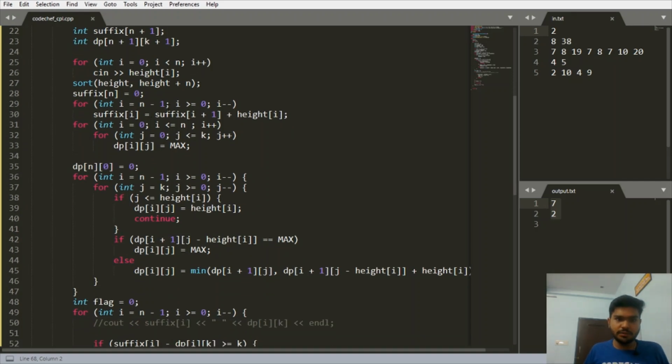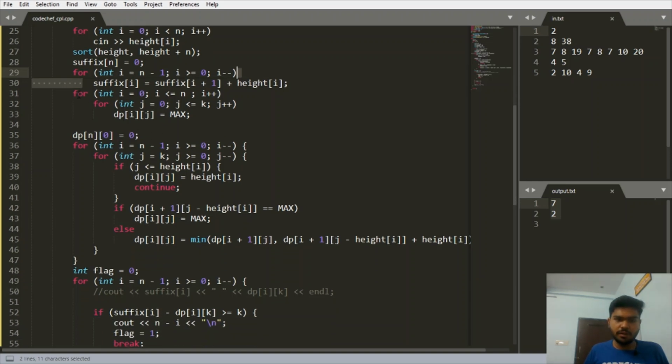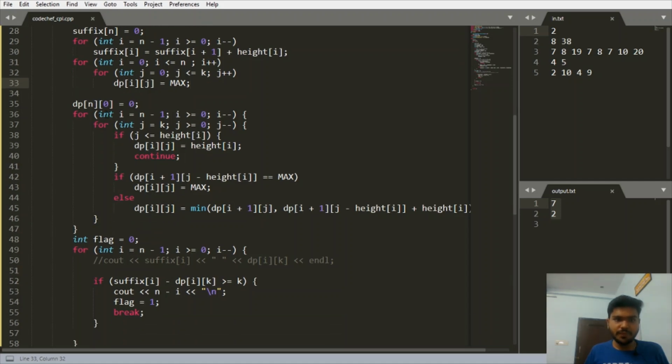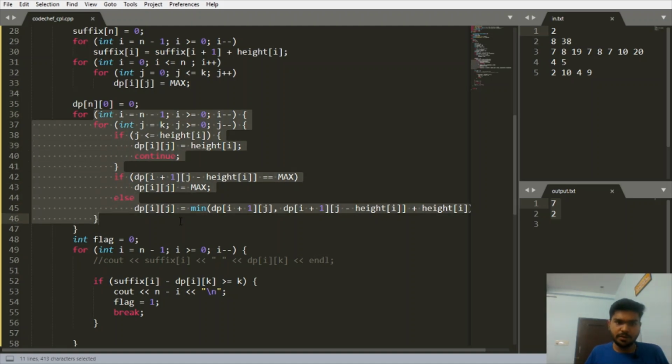So for i equals n minus 1, i greater than or equal to 0, i minus minus, we will form the suffix array, as we know how to form the suffix array. And then for each and every cell of DP, we'll initialize it with max, right? The DP of n comma 0 will be equal to 0, as we have seen in the approach as well. And this is the important condition that we are going to discuss.